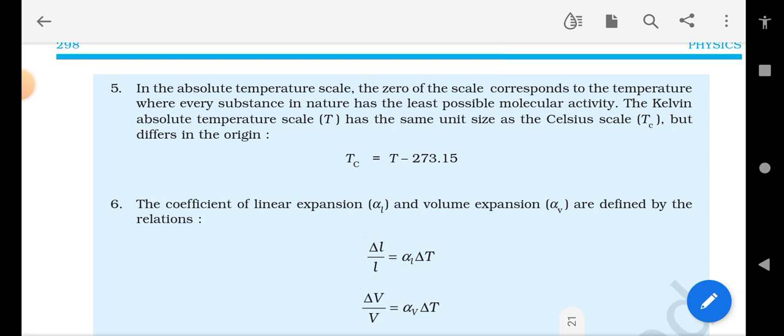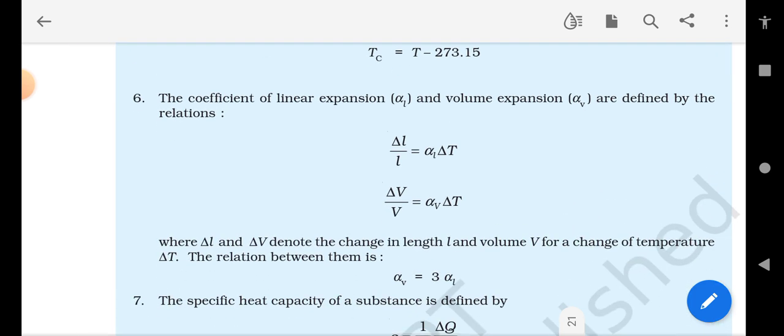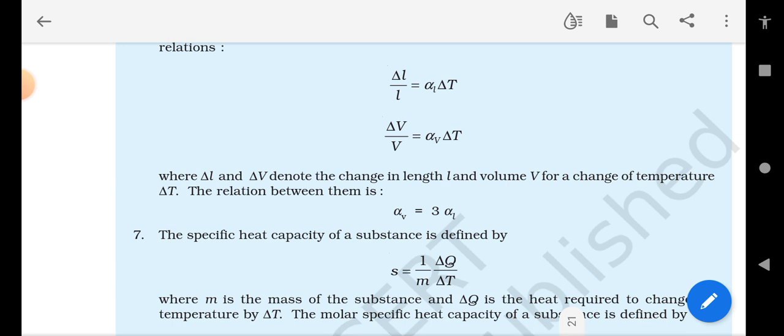The coefficients of linear expansion and volume expansion are defined by the relations delta L by L = alpha delta T, delta V by V = alpha delta T. In the same way, the areal expansion is given by delta A by A = alpha delta T, where delta L, delta V, delta A denote the change in length, volume, area for a temperature change delta T. The relation between them is alpha volume is 3 times alpha length. In a similar way, alpha area is 2 times alpha length.